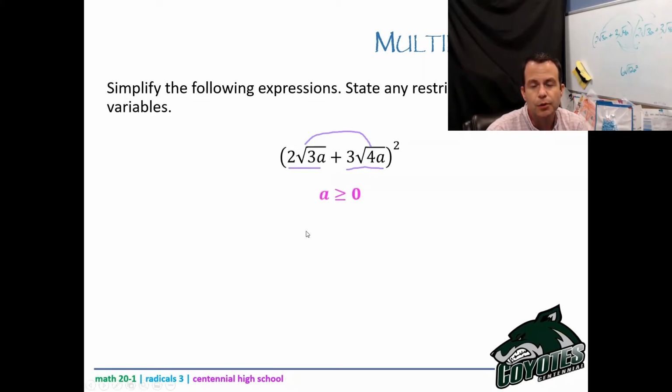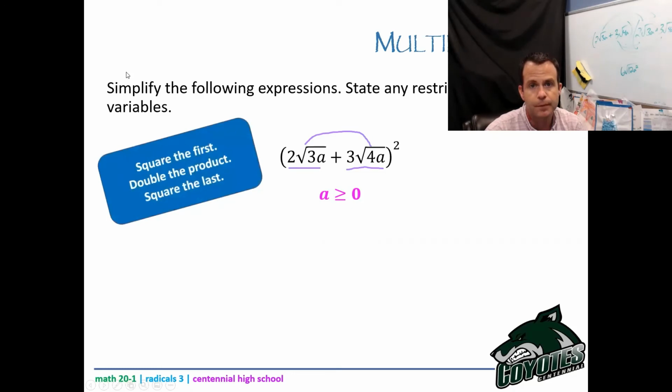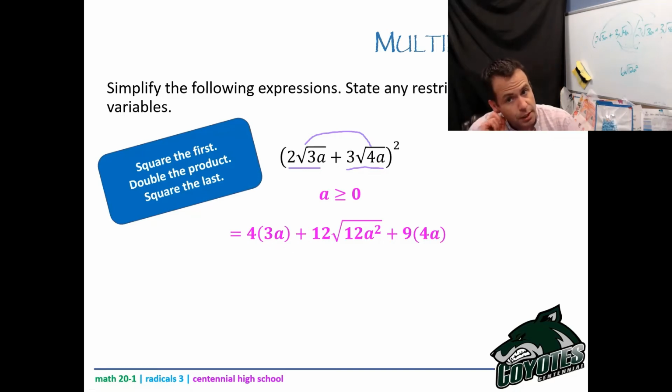Okay, so don't forget about your restrictions. A has to be greater than or equal to 0 here because I have an even root index and an odd exponent on a. Okay, square the first, double the product, square the last. And here we are. So I've got 4 times 3a. This is what I just said out loud, right? And we're now just seeing the visual. Plus 12 root 12a squared plus 9 times 4a.